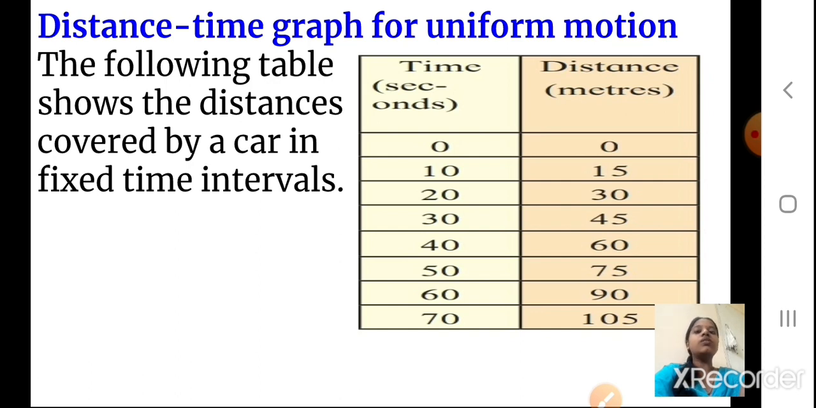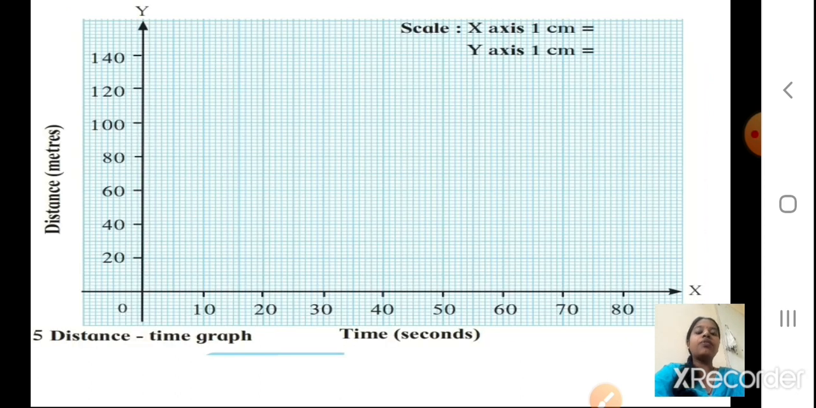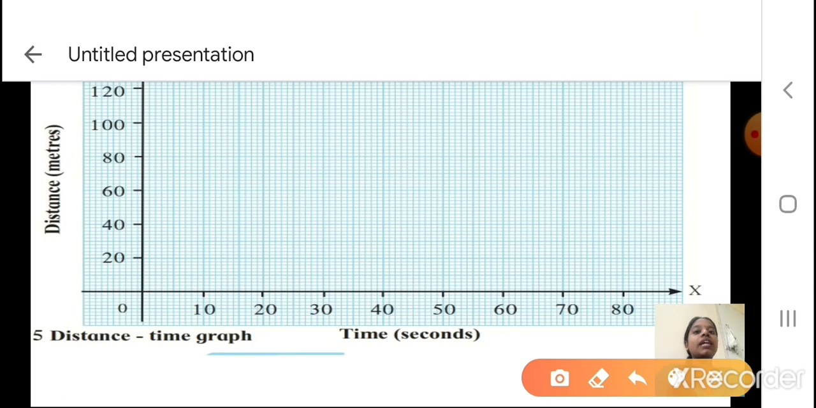For 0 seconds, when the car is at rest, it is covering 0 meters of distance. Then for 10 seconds it is covering 15, for 20 it is covering 30, for 30 it is covering 45. So like this it is covering distances. Now we have to find out the nature of the graph, whether I am getting a curve or a straight line graph. So we will start plotting it now. If you have graph paper at home, try to plot this and you will also find the nature of the graph.